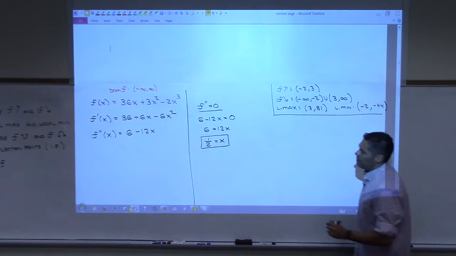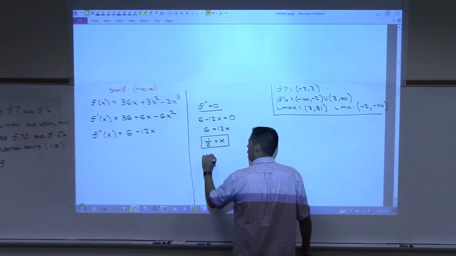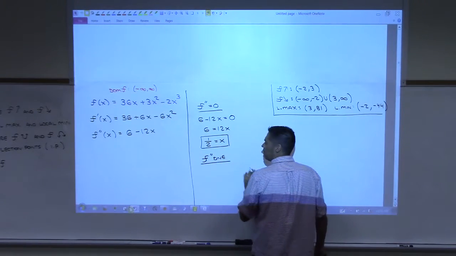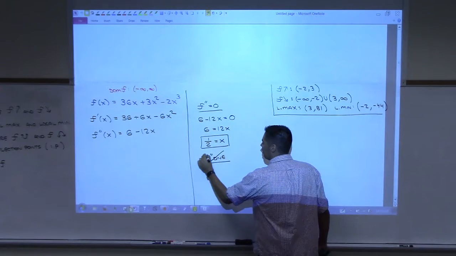How about where the second derivative wouldn't exist? Is that going to be a concern? No. Polynomial, so no issues.